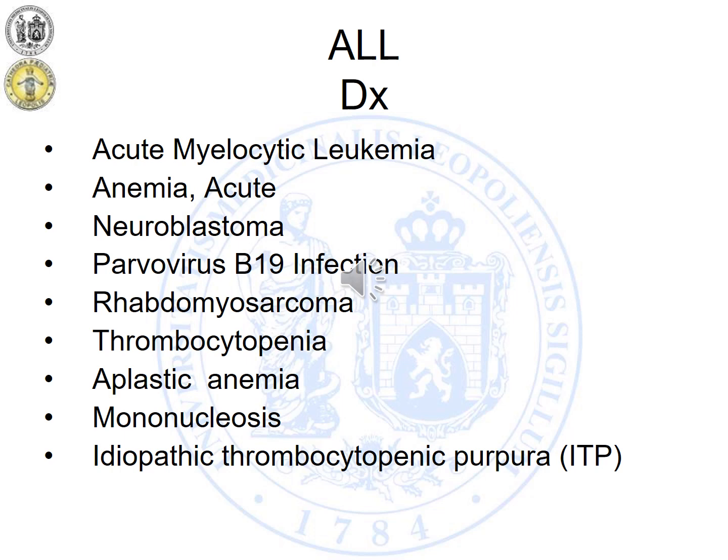Differential diagnosis of acute lymphoblastic leukemia includes acute myelocytic leukemia, aplastic anemia, neuroblastoma, parvovirus B19 infection, rhabdomyosarcoma, thrombocytopenia, mononucleosis infections, and idiopathic thrombocytopenic purpura.